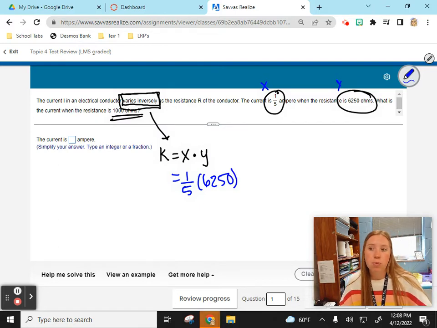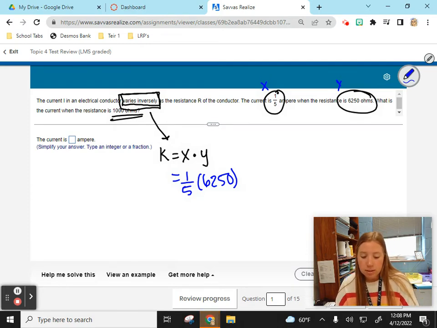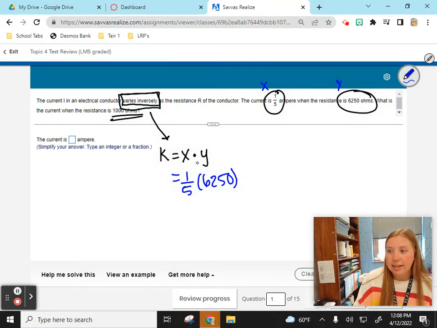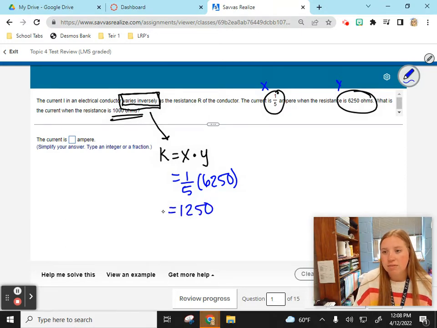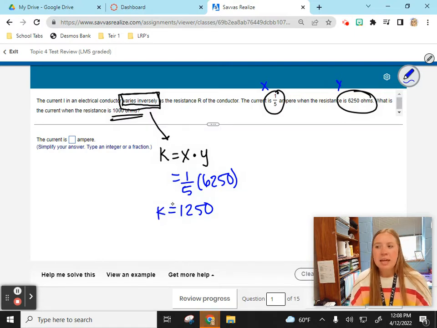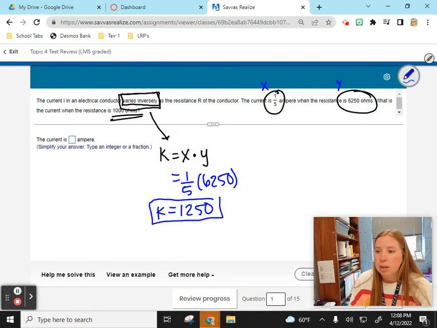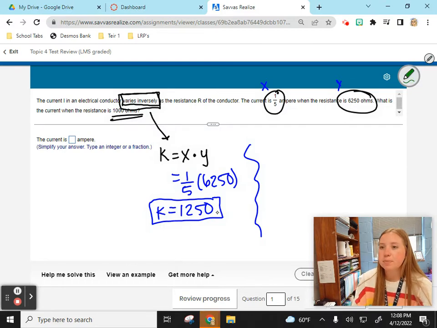So I'm going to multiply 1/5 times 6,250, and I get that equals 1,250, and that's just k. K is not my answer, but I have to know this in order to solve for the current of my next problem. So that's step number 1.